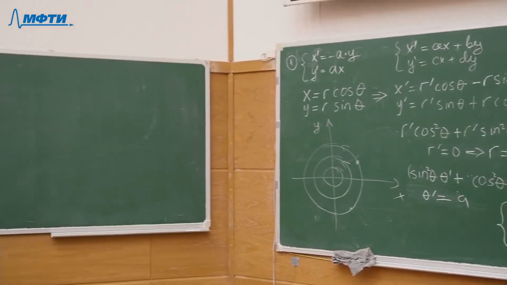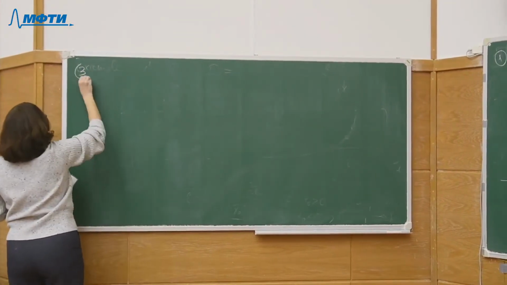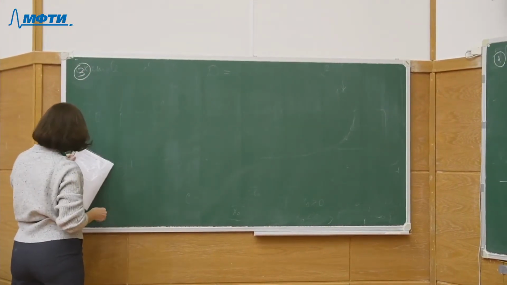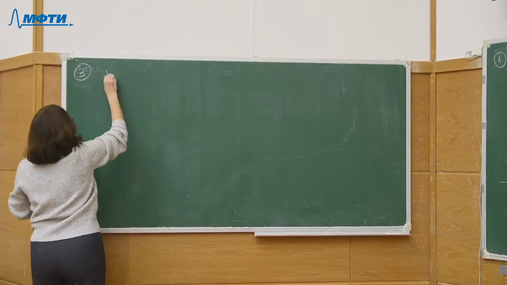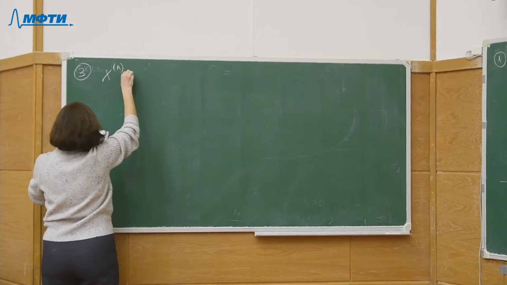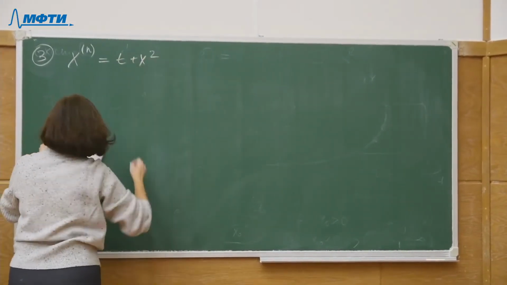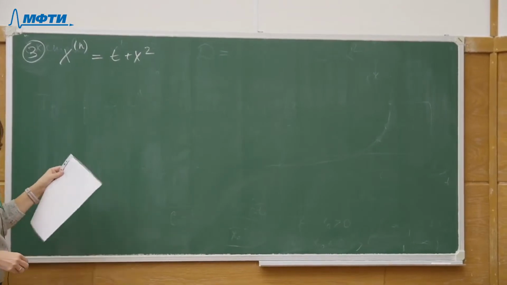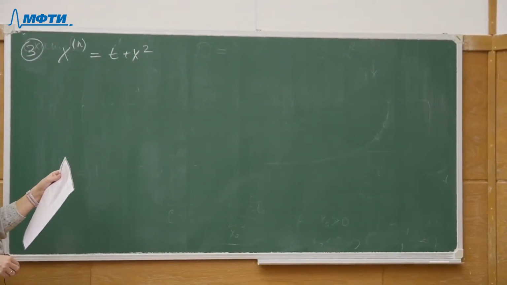Task number 3. How many solutions to the equation x to the nth derivative equals t plus x squared? How many solutions to this equation are there that satisfy initial conditions?